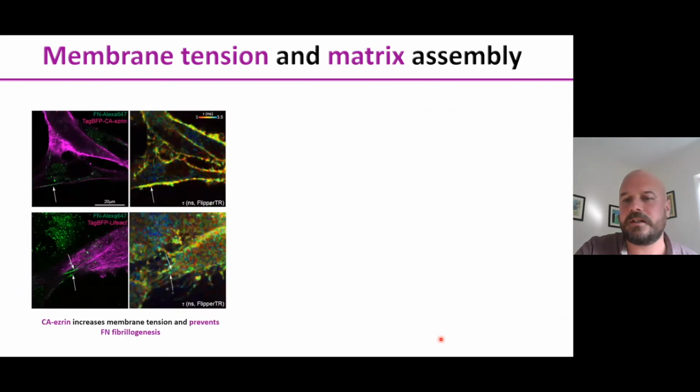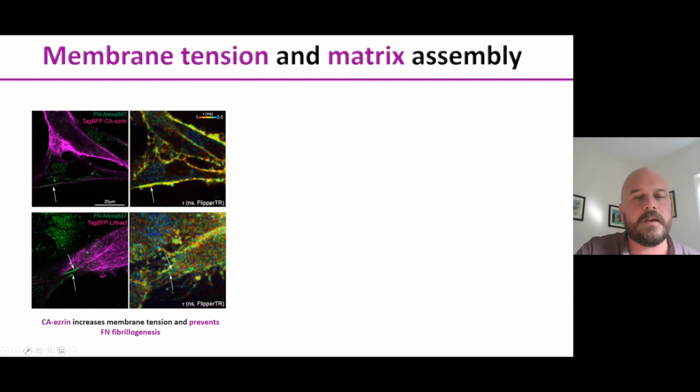We've also used the constitutively active ezrin that I mentioned earlier. So here you can see fibroblasts expressing constitutively active ezrin are really having a hard time assembling fibronectin fibrils. And where they can start to assemble fibronectin, we don't see low membrane tension. And that's in contrast to the control down here, where cells are assembling fibronectin more readily, and we see blue pixels and low lifetimes indicating low membrane tension where fibronectin fibrils are being formed. So these data really suggest to us that low membrane tension is required to allow fibronectin fibrillogenesis.